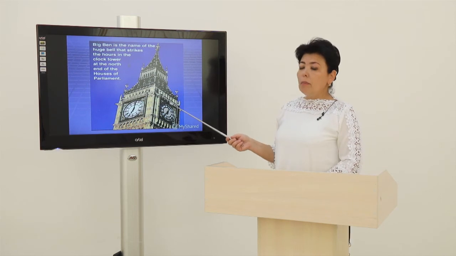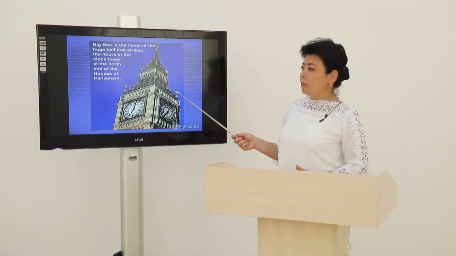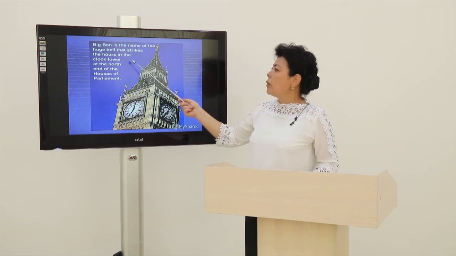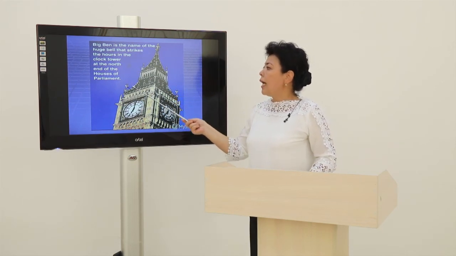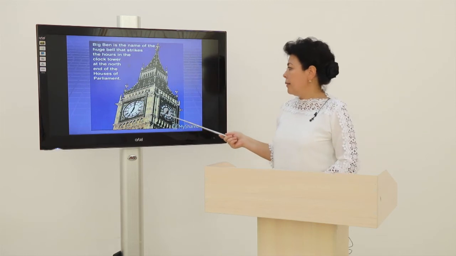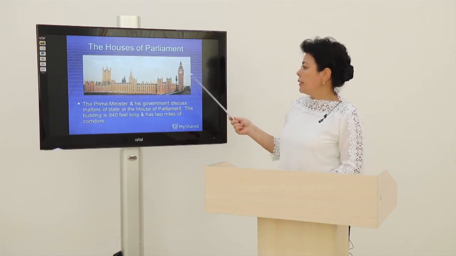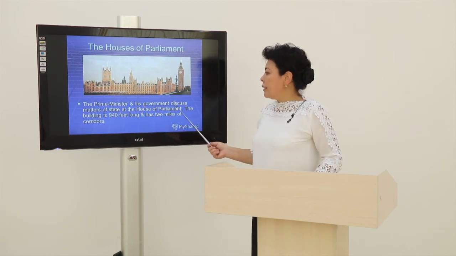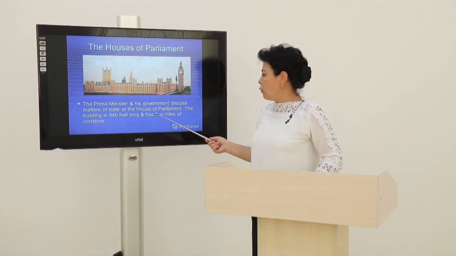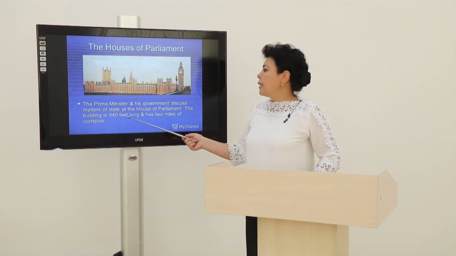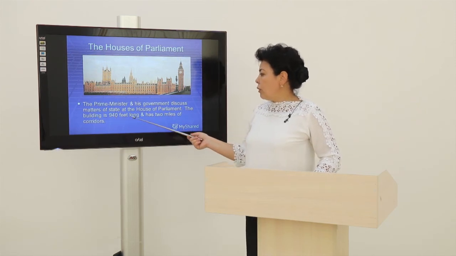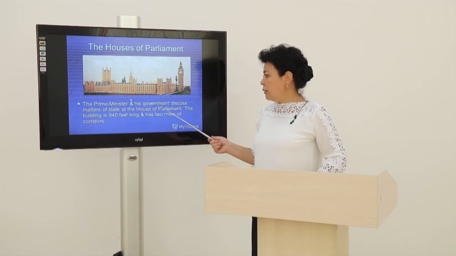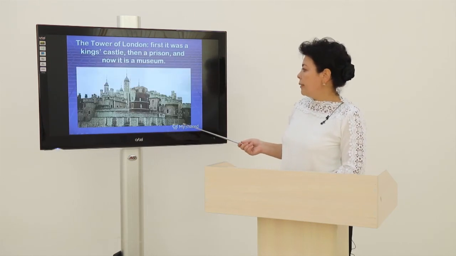Big Ben, the famous Big Ben clock, is the name of the huge bell that strikes the hours in the clock tower at the north end of the House of Parliament. The Prime Minister and his government discuss matters of state at the House of Parliament. The building is 940 feet long and has 2 miles of corridors. These are in the House of Parliament.